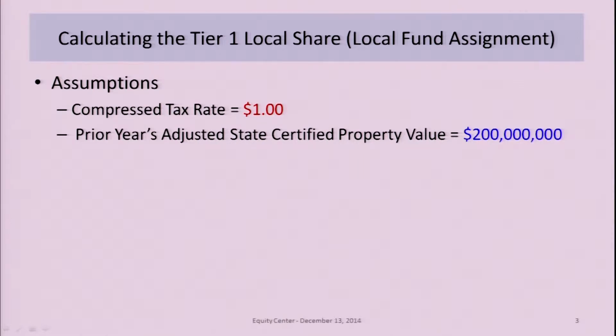Okay, calculating the Tier 1 local share, the local fund assignment. This is the part of Tier 1 that the local district is responsible for raising. And so in order to show you an example, we're going to have to assume some things, and I've chosen a compressed tax rate of $1, which makes the math easier, and it's also the most common compressed tax rate. And we're going to assume that the prior year value, the state funding value, is $200 million for this particular district in this illustration.